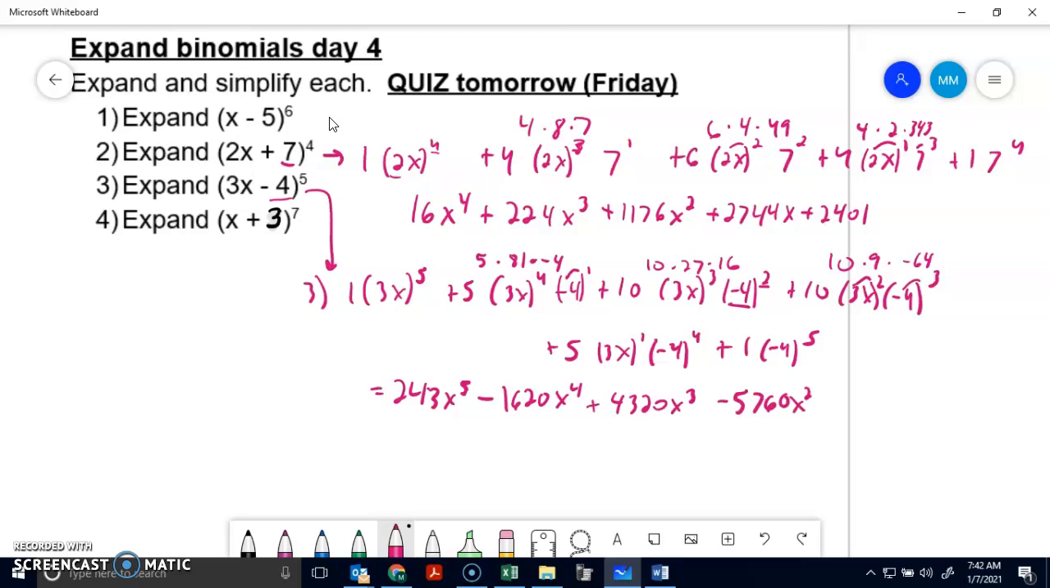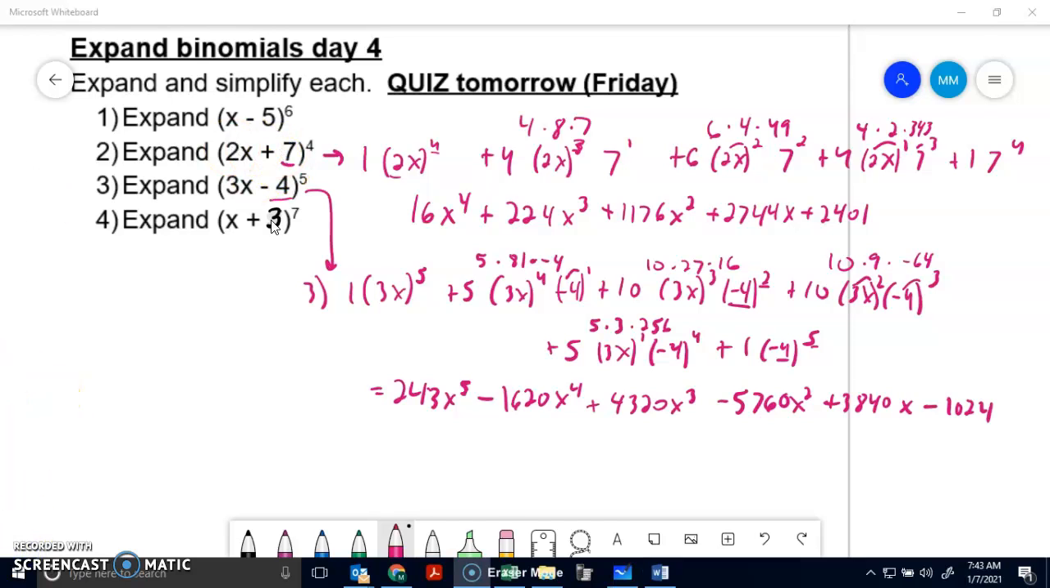5,760x squared. And here I have 5 times 3 to the 1st, which is just 3, and then 4 to the 4th, which is 256. And so that would give me 3,840x. And then this one's being raised to the 5th, so it's going to be minus, and it's just 4 to the 5th, but it's going to be a minus because it's being raised to an odd exponent, 1,024.